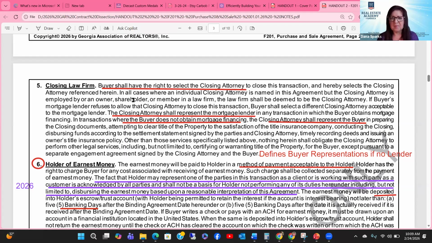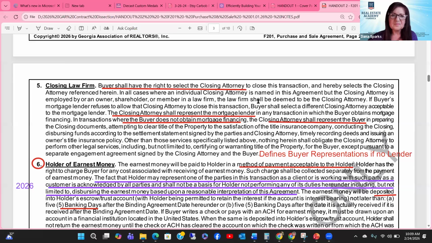All right. Good job. I had buyer, nobody, lender. Yes, if there is a loan, the closing attorney represents the lender. That's why the buyer has the right to select the closing attorney. Now, if there is not a loan, my earring fell out. If there's not a loan, the closing attorney represents the buyer. And all of this is spelled out here.